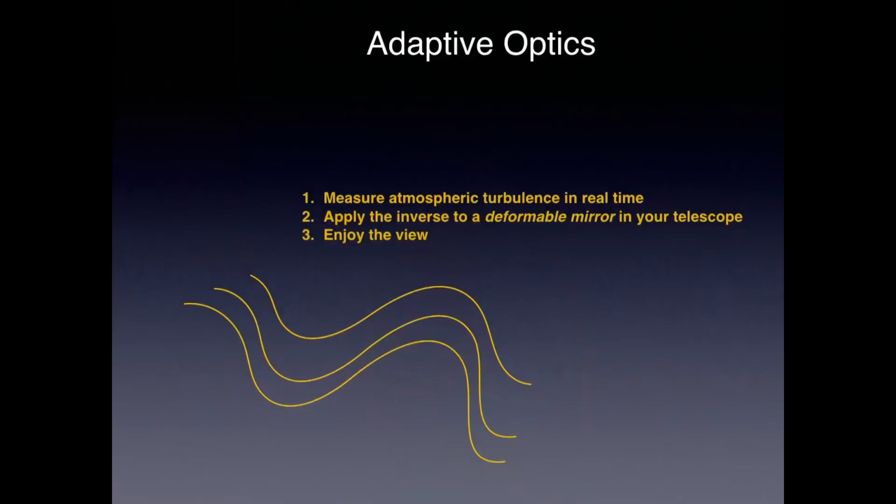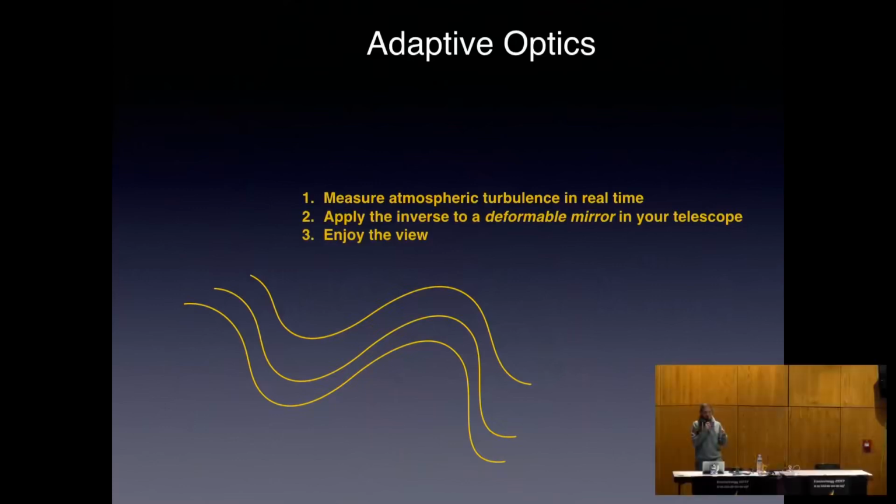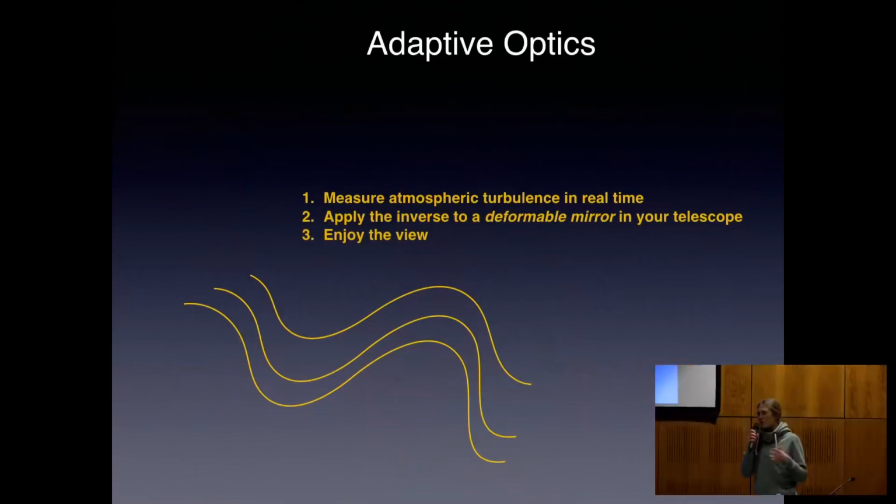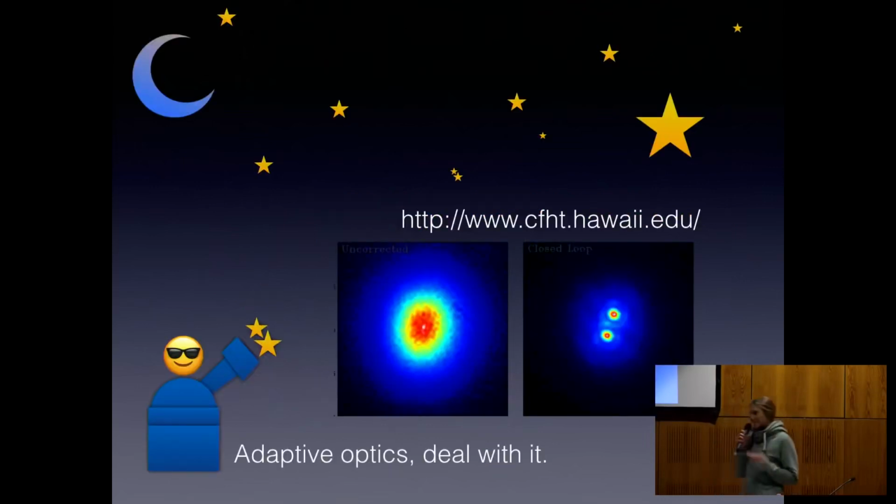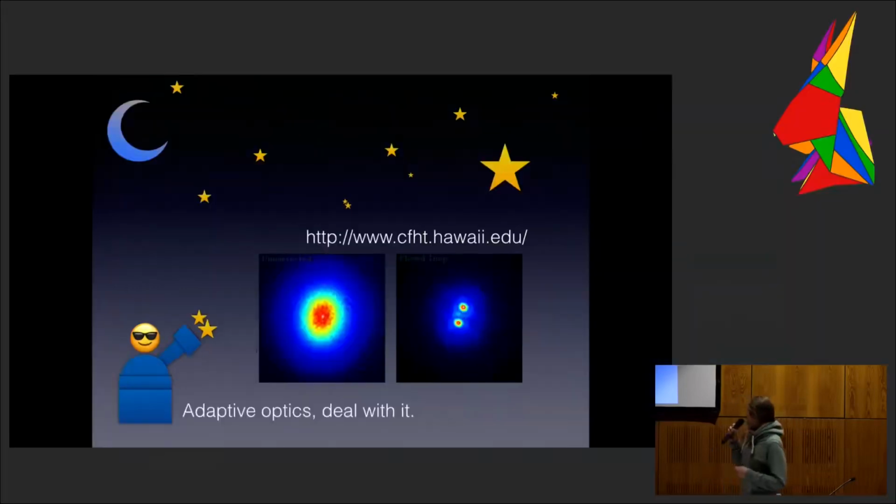You measure in real time this atmospheric turbulence, and then you apply the inverse to a deformable mirror inside of your telescope. And all big telescopes in the world are equipped with such deformable mirrors. And so you apply the inverse, and then you can enjoy the view. And to give you an idea of what it looks like, so this is all real, you have on the left without adaptive optics, and on the right with. So that's pretty striking. It's how well it works.